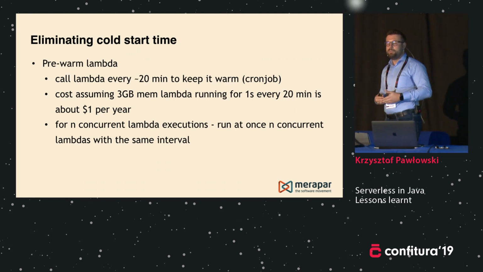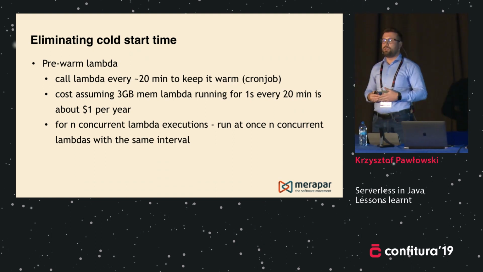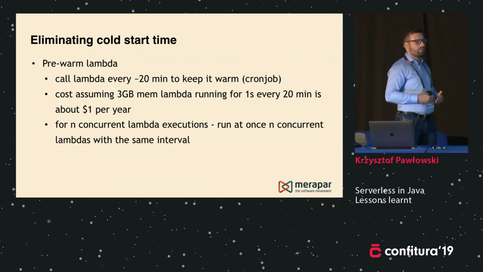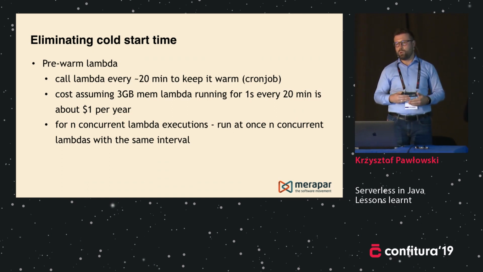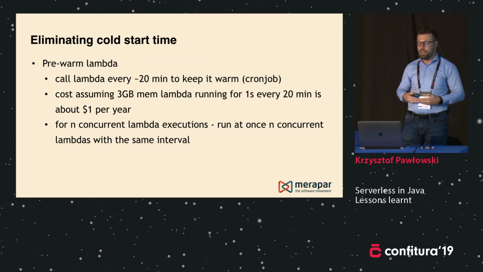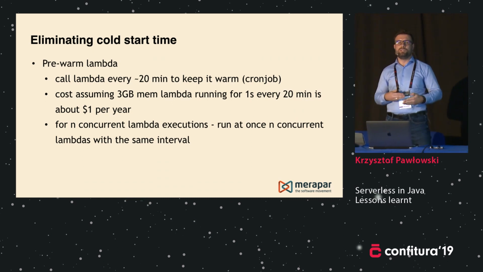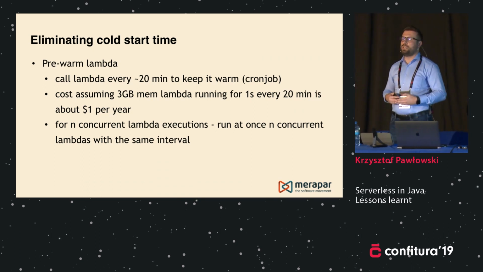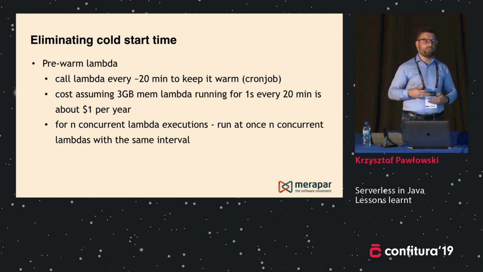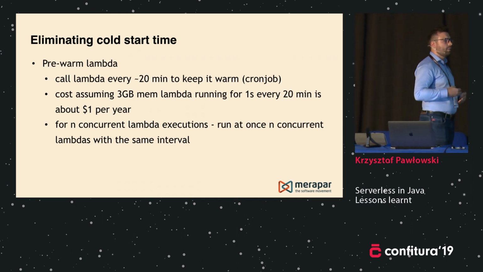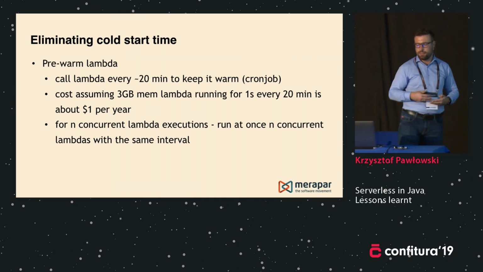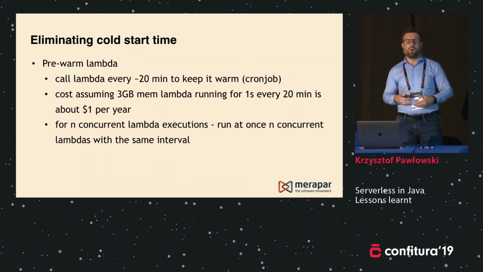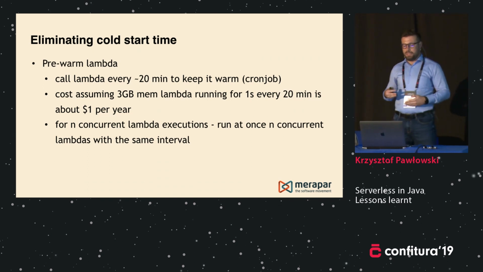And can we eliminate the cold start time? We can try an approach where we pre-warm the Lambda function. So we'll call the Lambda function every 20 minutes to keep it warm. We can define some cron job for that. And one might say, OK, but still you need to pay for this. But the cost is not an issue here, because assuming that you allocate the most memory that you can allocate, which is 3 gigabytes, and you run this Lambda function every 20 minutes for a year, and the execution time is 1 second, you will pay about $1 for a year. So it's not a huge cost.